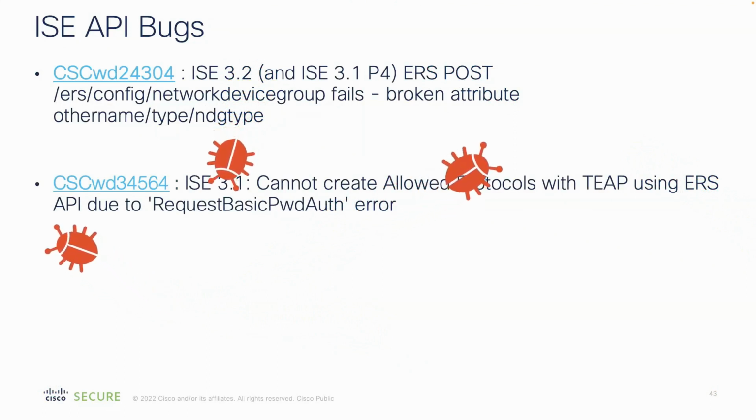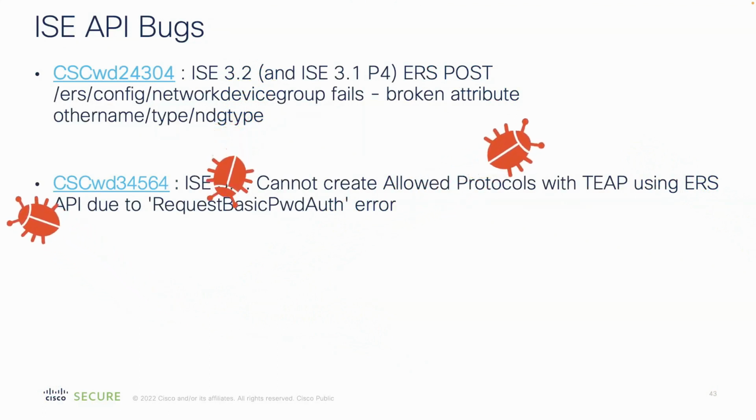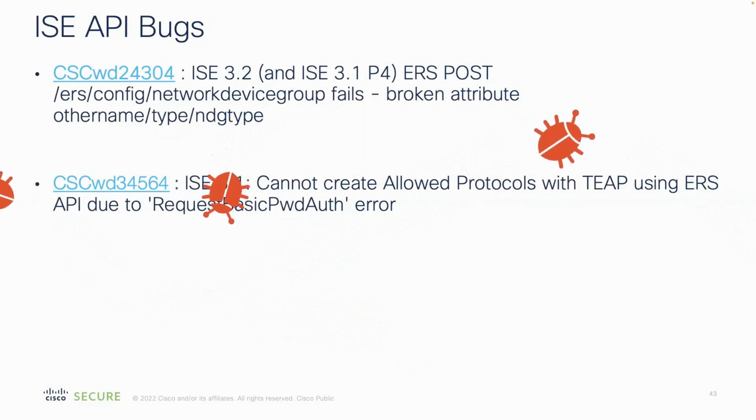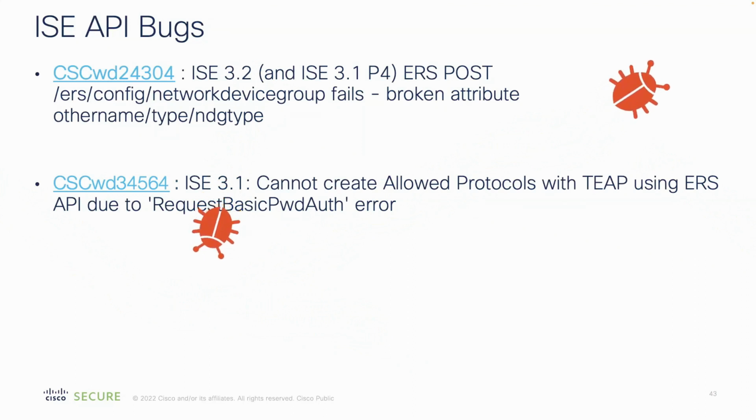And so just be aware, if you go to upgrade to ISE 3.2 or 3.1 patch 4 and you want to run some automations for network device groups, it will probably fail because the other name attribute was renamed to NDG type. Like I said, I've filed the bug. I'm working with them to get that changed, hopefully in the next patch for each of those releases. So hopefully that won't be there any longer.